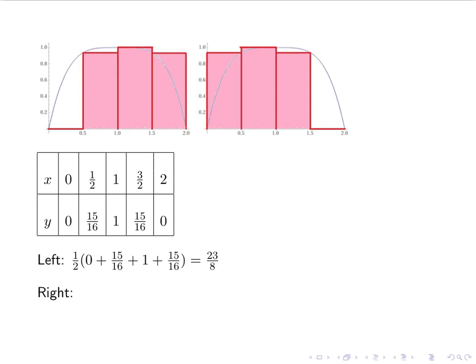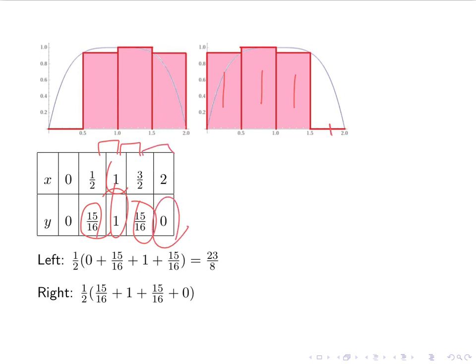And I'm going to do the same for the right. Again, the width is 1/2, but now the heights, the first one is 15/16. It's the one on the right. The next one is 1. Between the next two, it's the one on the right. The next one between 1 and 3/2, the one on the right, is 15/16. And then my last one between 3/2 and 2, the one on the right, is 0. So you're always missing one of the endpoints when you're doing these, because one of them is not going to be the height, because again, you have 4 rectangles, you have 5 points.